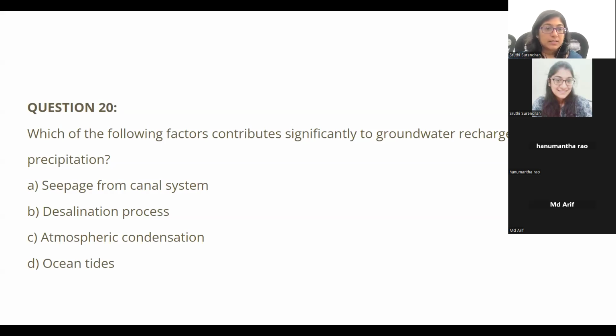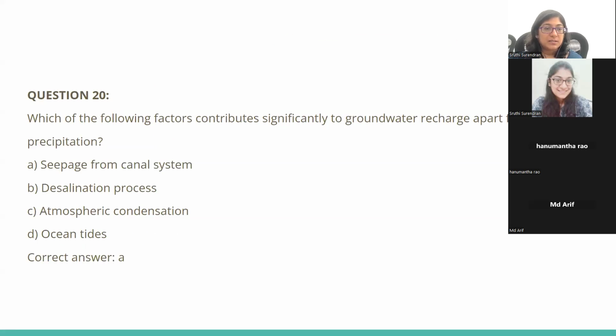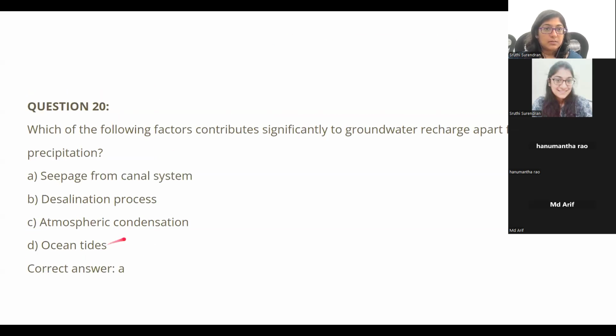Okay. So the correct answer is seepage from canal system. All these others are not. Atmospheric condensation doesn't contribute to recharge. Desalination process is totally different. Ocean tides are also not contributing to groundwater recharge. It's basically the seepage from canal system. When there's no proper lining provided on canals, water will go through these canals and it will recharge the groundwater. So this is also one artificial method of groundwater recharge, which we'll be covering in the coming sessions.